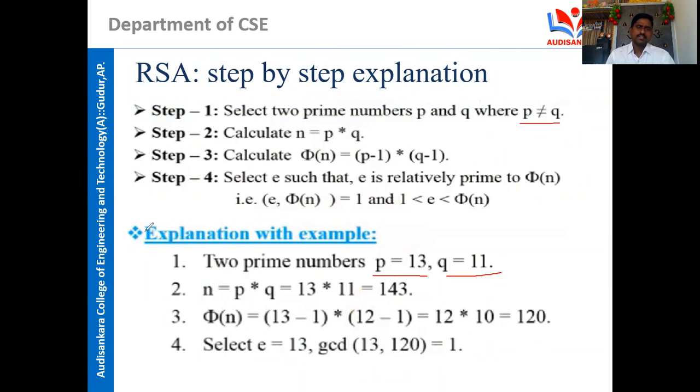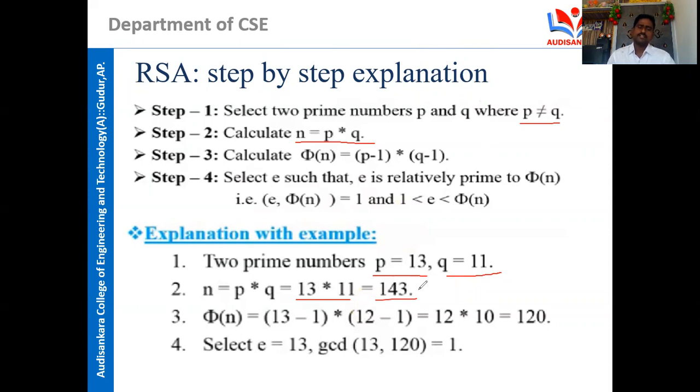Okay, and let us see step 2. Calculate n equals p into q. If you multiply these two, that is the value of n. In step 2, you can observe here the p value is 13, q value is 11. We are multiplying both, so the value is 143, that is assigned to n. n is equal to 143.